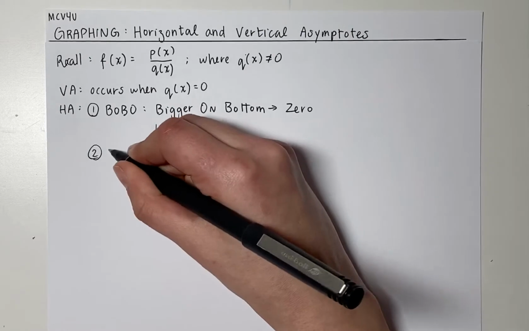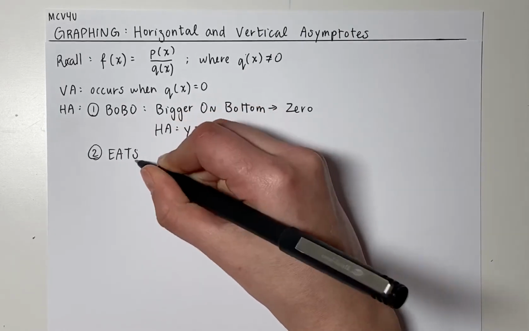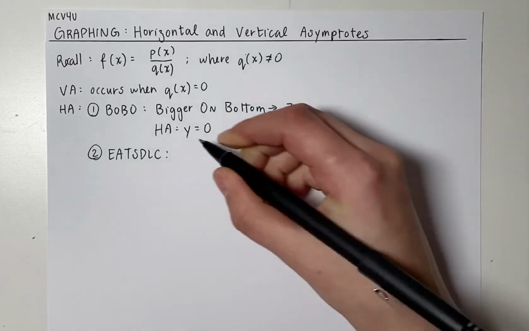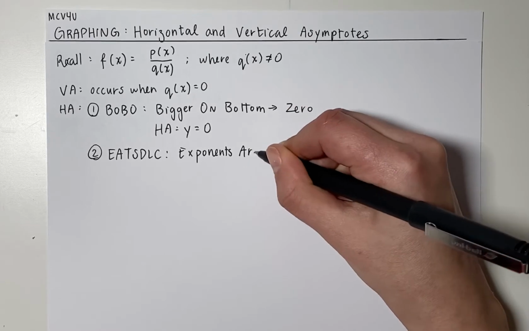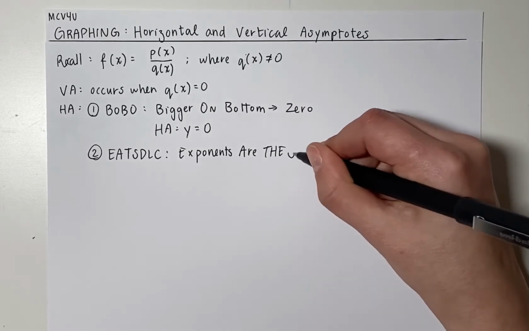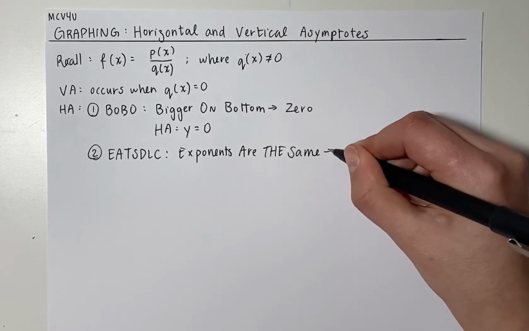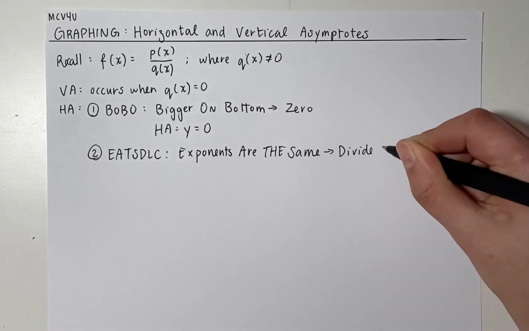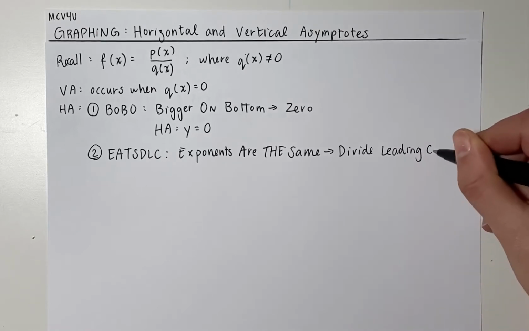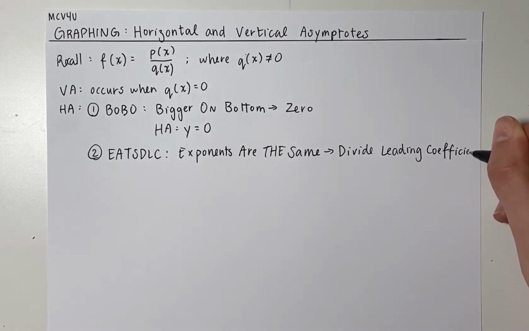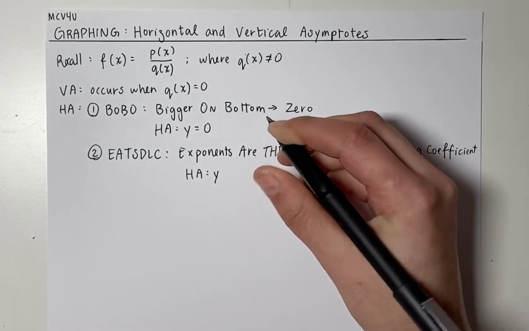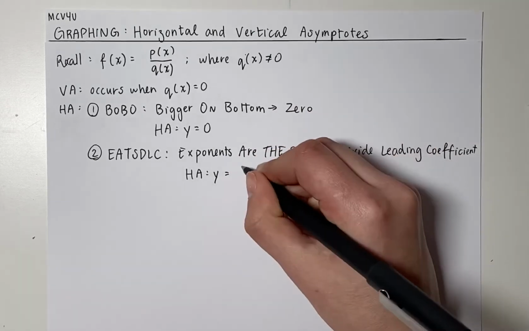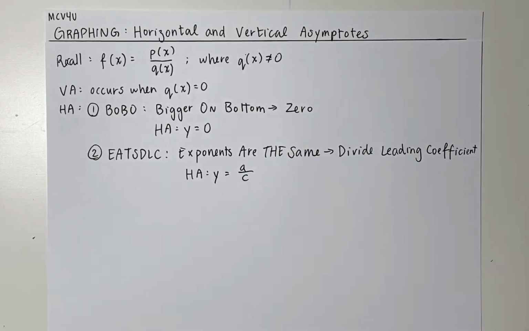The second one, this one's kind of funky. EATS DLC. I know, sort of long, but all it says is when the exponents are the same, divide leading coefficients. So our horizontal asymptote would be y equals a divided by c, which is we're just dividing the leading coefficients.